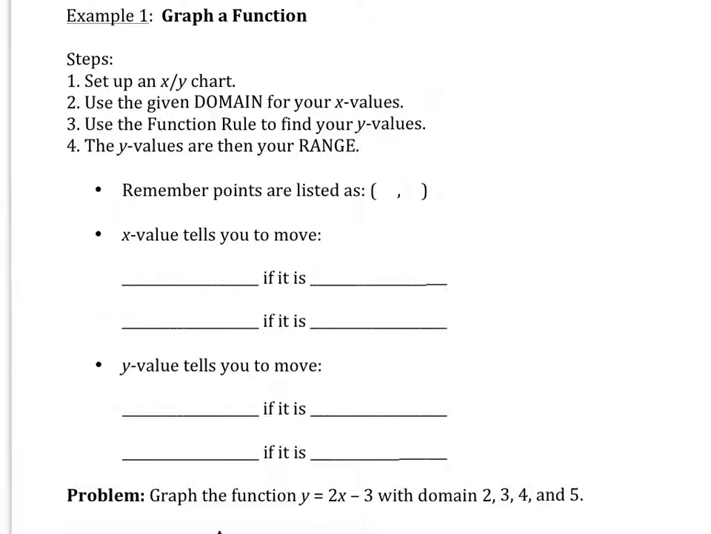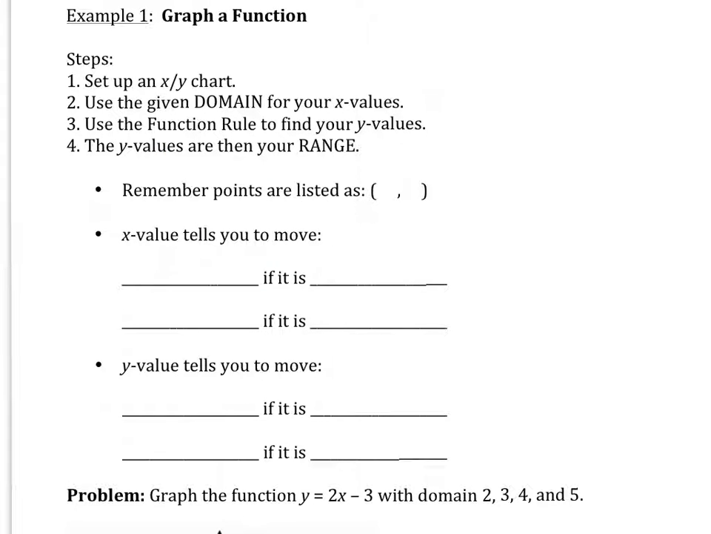First, you need to be given the function itself, which remember, we're going to call the function rule, which is just a fancy way to say it's the equation that represents the function. So step 1 would be to take that function rule, the equation, and set up an XY chart. Next, you would use the given domain, which remember, those are your X values. The domain is your X values or your inputs. And then using that XY chart, you'll then use that function rule to find your Y values. And remember, your Y values are always your range. So remember, domain is the X values, your range is your Y values.